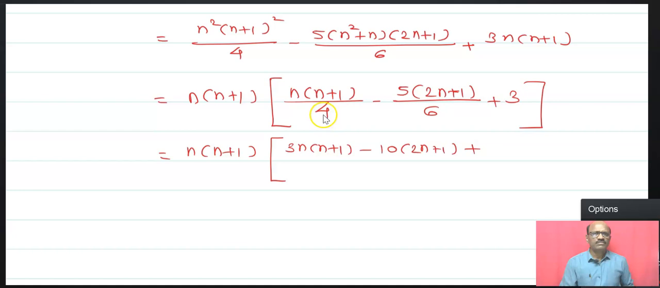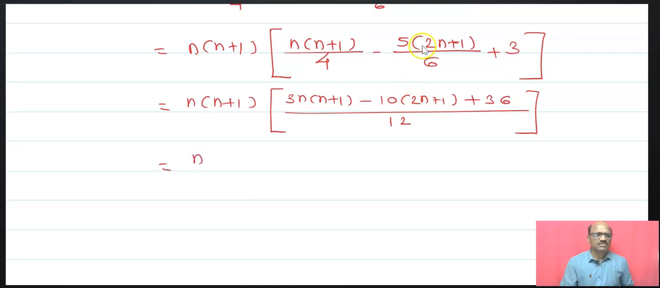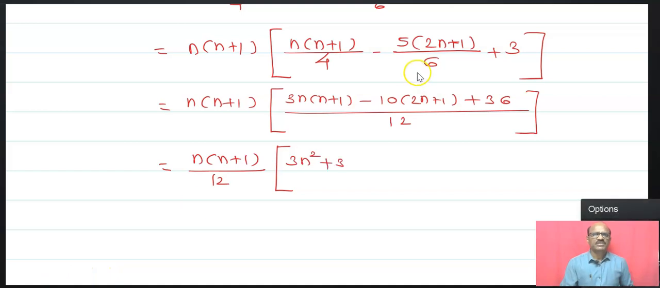Now here the LCM of 4, 6 and 1 is 12. Therefore, we are multiplying this term by 3, this term by 2, since the LCM is 12, and this term by 12. Now see the simplification again: multiplied by 3, you get 12, multiplied numerator and denominator by 2, you get 12, and multiplied by 12, you get 36 upon 12, and the denominator is overall 12. That is 3n in bracket n plus 1 minus 10 in bracket 2n plus 1 plus 36 upon 12.